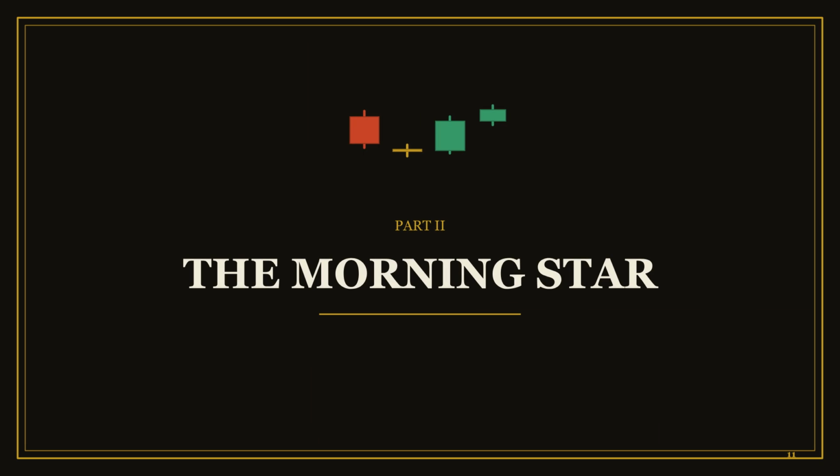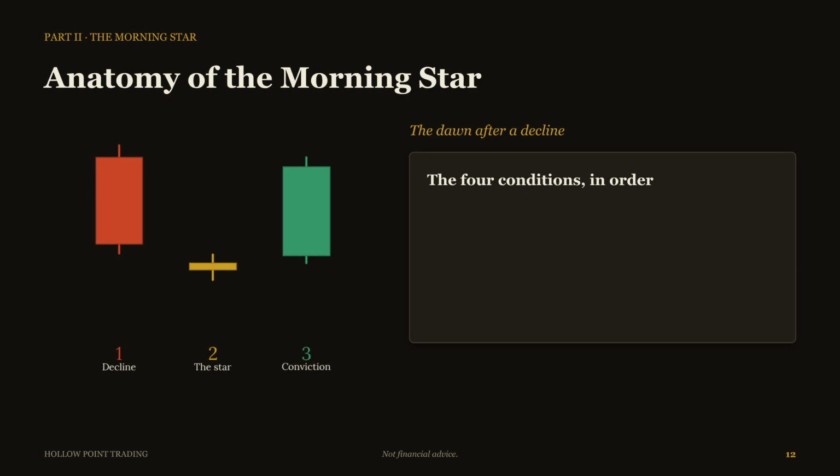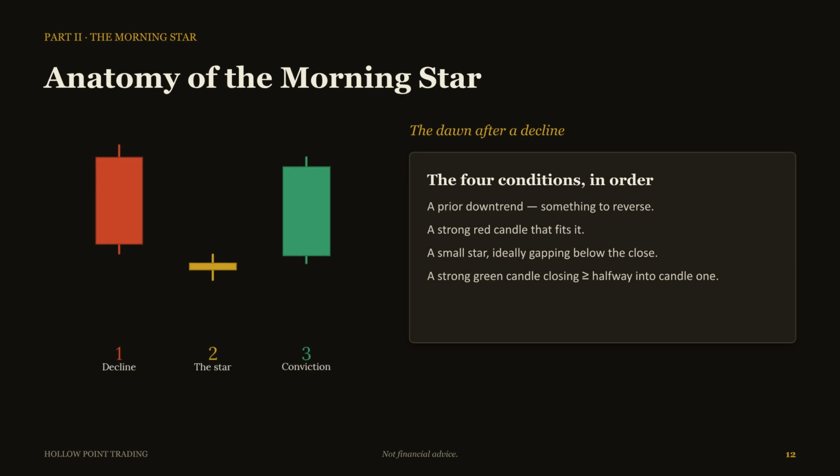Part 2 focuses on the morning star, the bullish reversal where sellers run out of road. The morning star requires 4 conditions in order: a prior downtrend, a strong red candle, a small star ideally gapping below the close, and a strong green candle closing halfway into the first candle's body. All 4 must be present. There is no partial morning star.